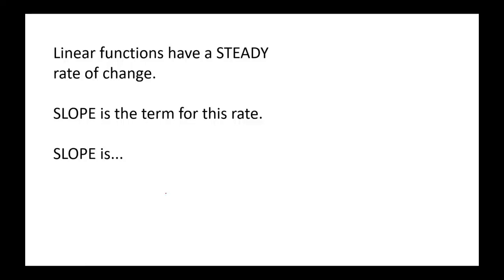So linear functions always have a steady rate of change. That's what keeps the line straight. Things that don't have a steady rate of change are going to curve as it goes along. But since this line is straight, it's got a steady rate of change. Whatever you're doing just keeps happening again and again and again. So slope is that term for that steady rate of change.